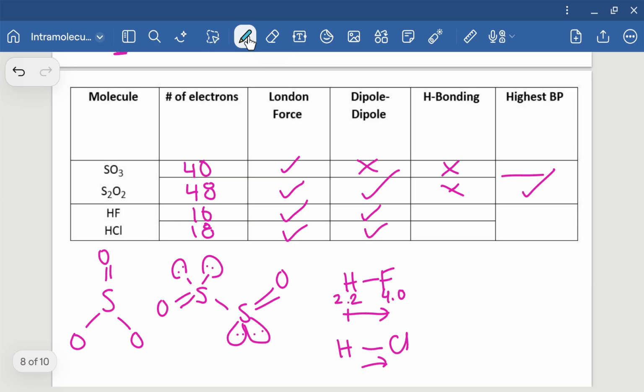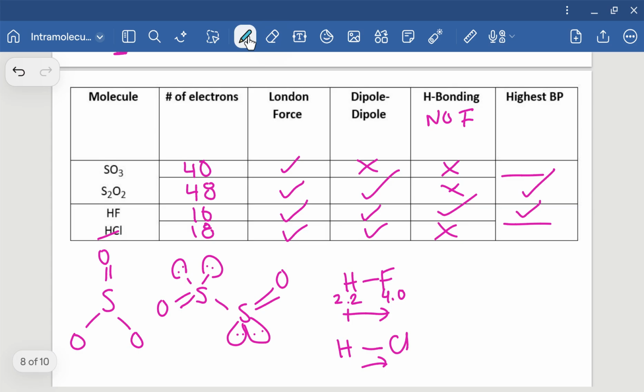And then in terms of hydrogen bonding, again, you have to directly be bonded to nitrogen, oxygen, or fluorine. So the chlorine one does not have hydrogen bonding, but HF does. So just with that alone, the one with the higher boiling point would be HF because it has more forces. Now, just one more thing to mention here.